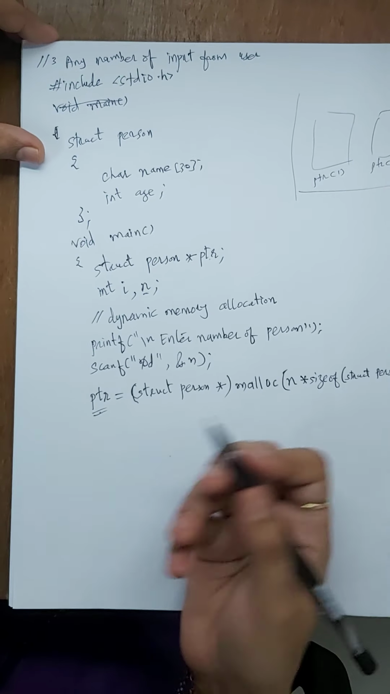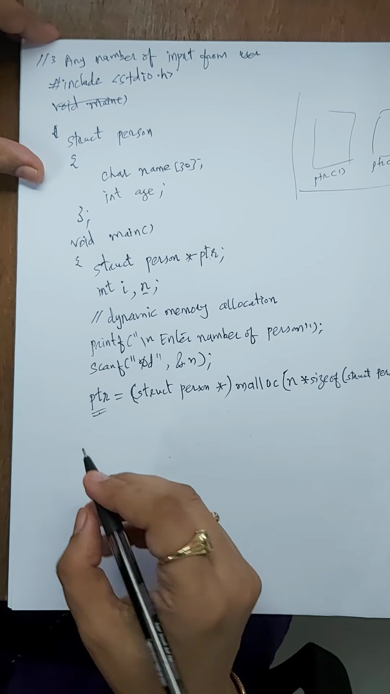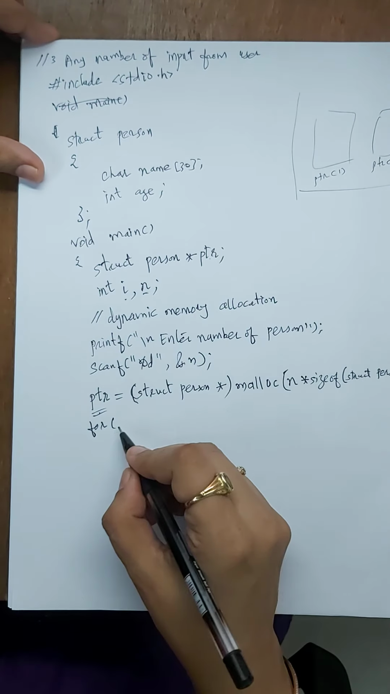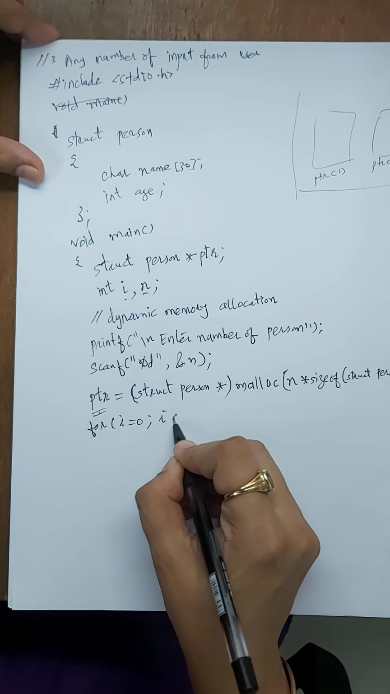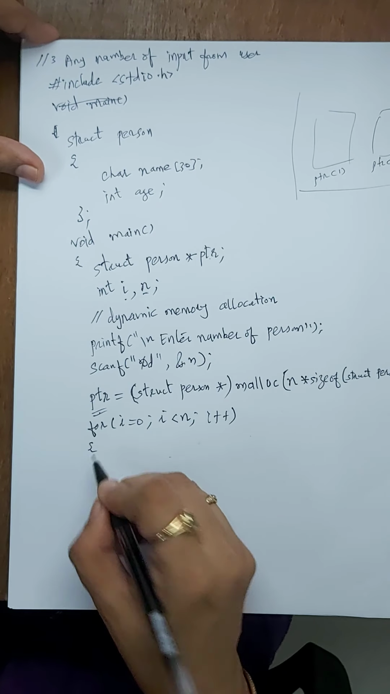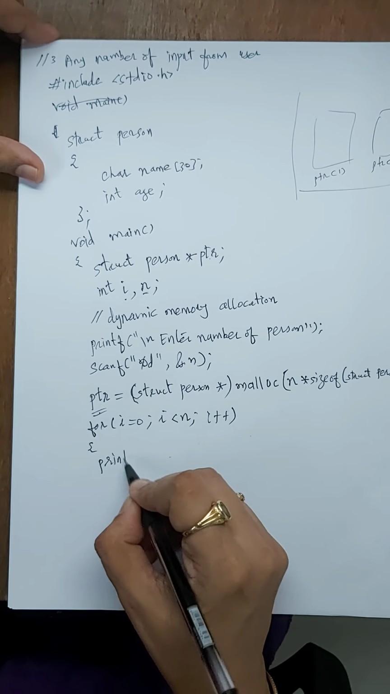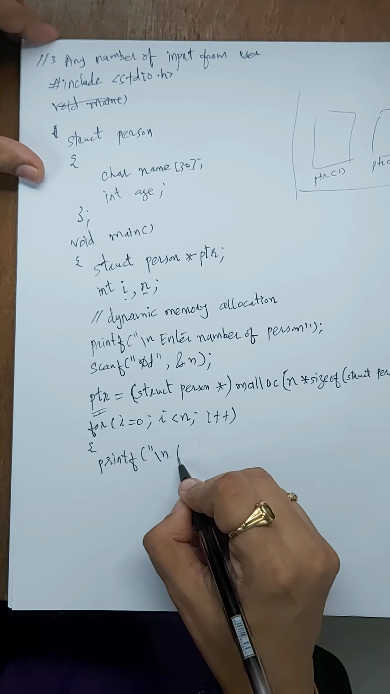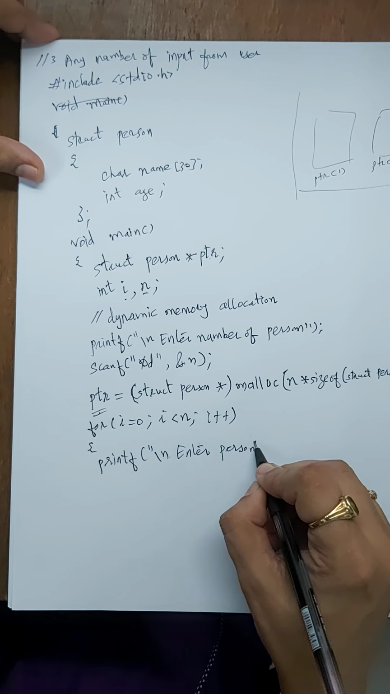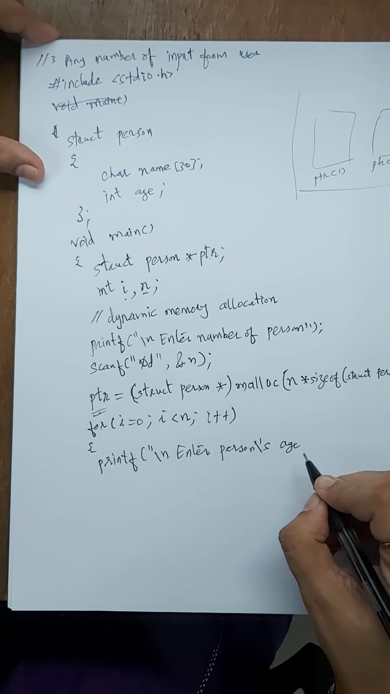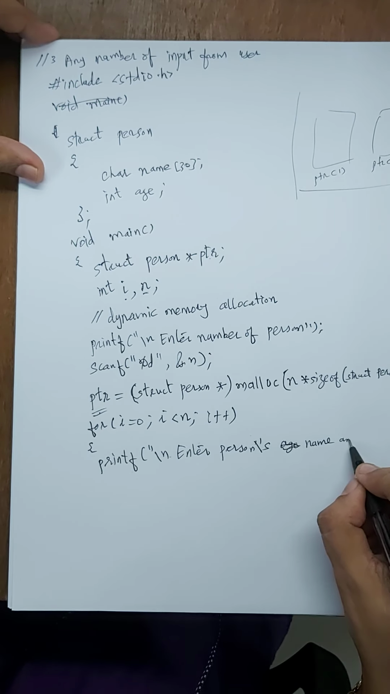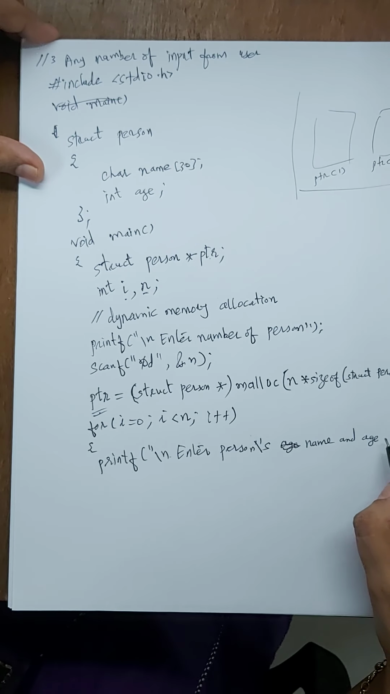Now we'll ask the user to input the values. So we'll use a for loop for that. I we have already declared over here. So i is equal to 0, i less than n, i plus plus. Now we need to read the data, but we need to have the display message. So printf new line, enter person's name and age. Okay, and new line.